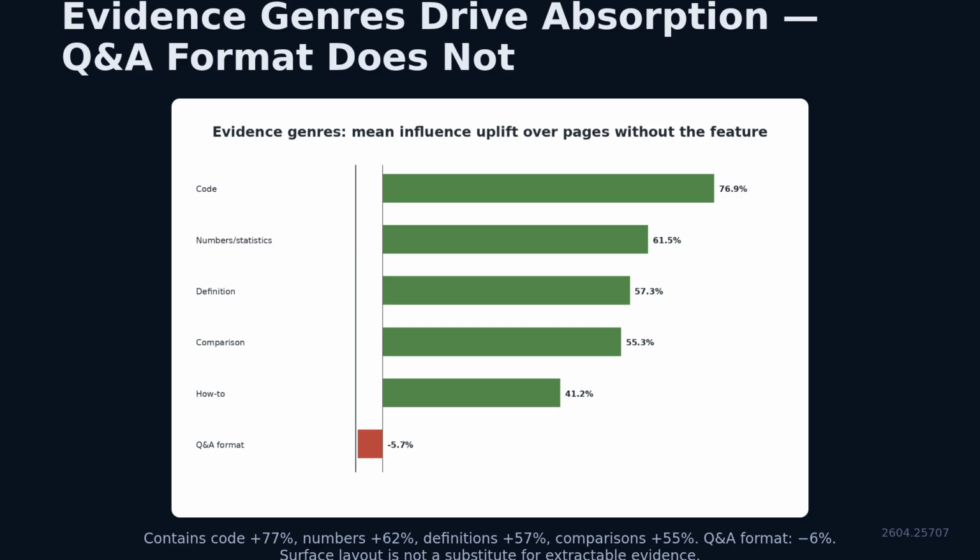Now, here is one of the most practically important findings, and a counterintuitive one. Many geo-guides recommend converting content into FAQ or question and answer format, but the data shows Q&A formatted pages have slightly lower mean influence than non-Q&A pages. Meanwhile, pages containing code, numerical statistics, definitions, comparisons, or how-to content show dramatically higher absorption, up to 77% higher for code-containing pages. The lesson is clear. Evidence density matters far more than surface formatting.